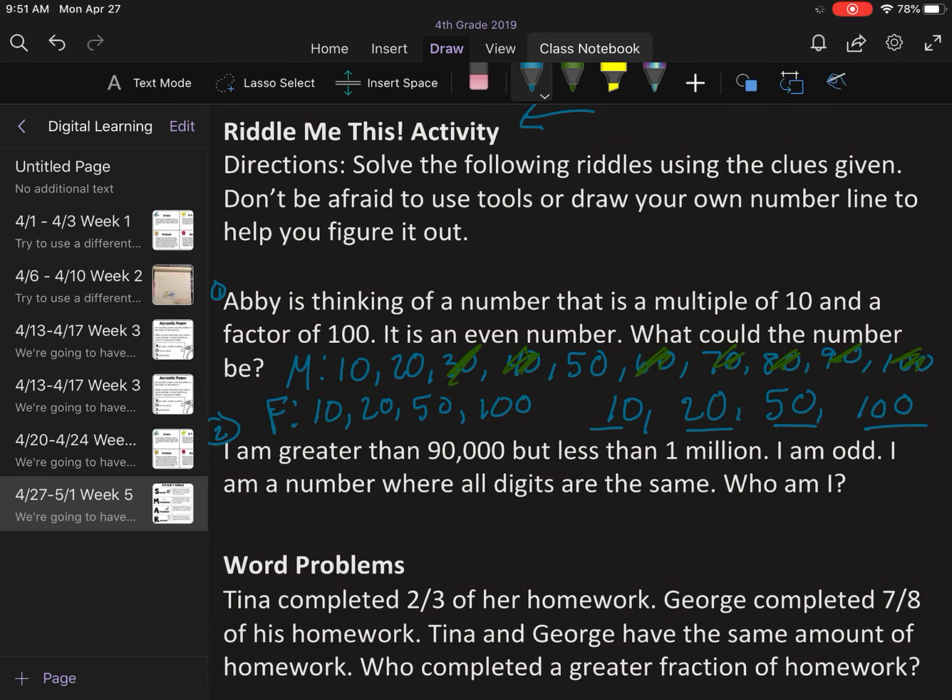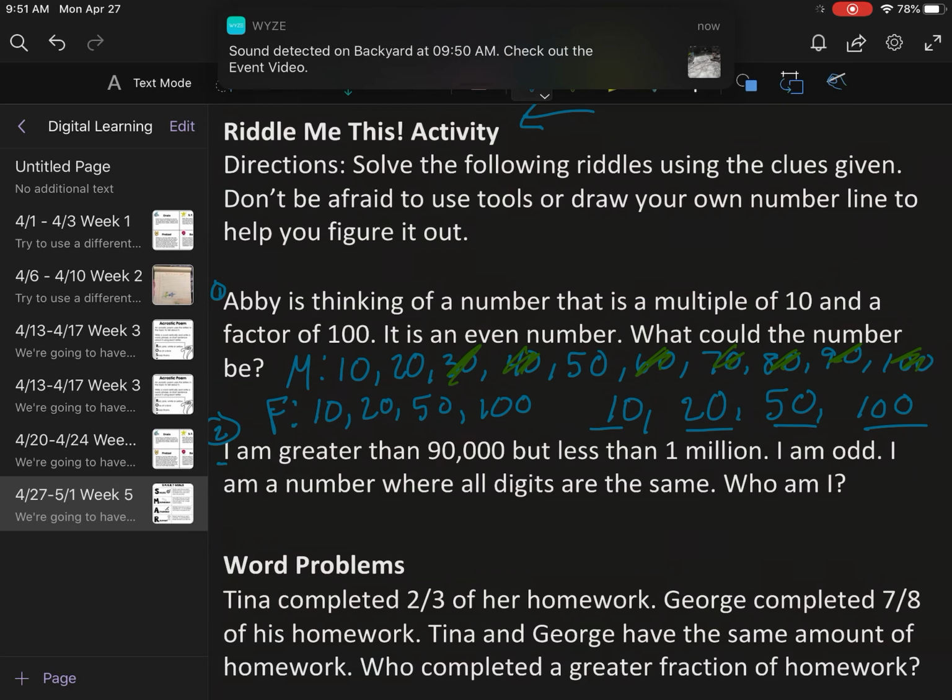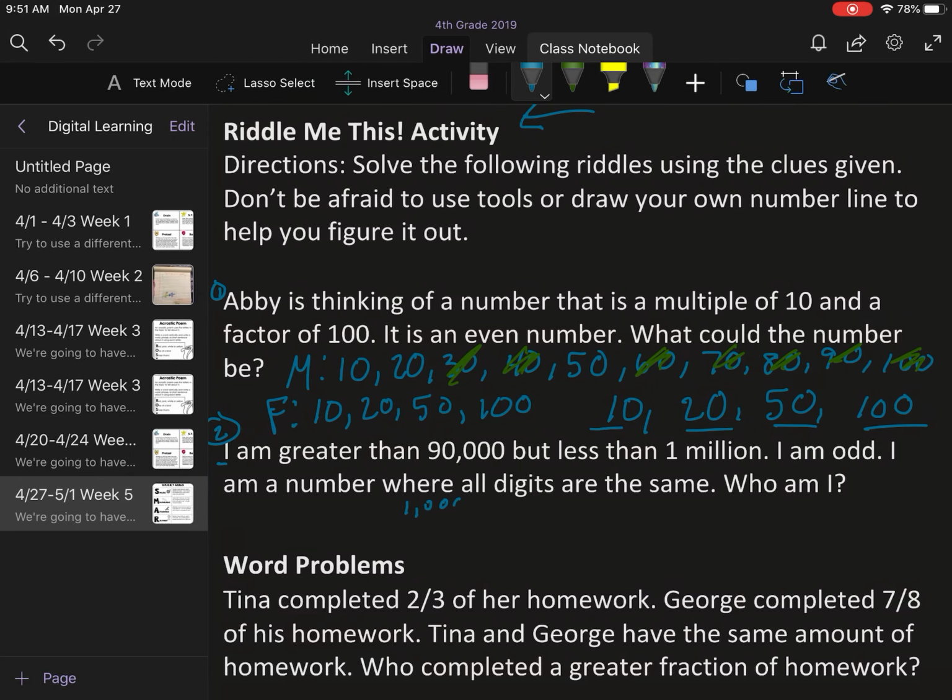It says, I am, so that's being a number. I am greater than 90,000, but less than 1 million. I am odd. I am a number where all the digits are the same. Who am I? So, all the digits are the same, but it needs to be less than 1 million, but bigger than 90,000. So, what could we have?